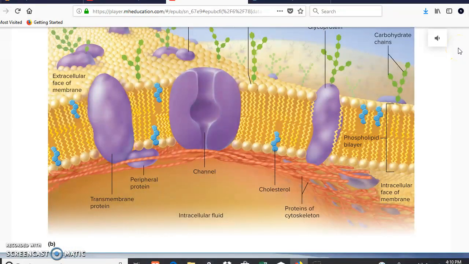Now, we know from chemistry that we have four main organic compounds. Those are going to be carbohydrates, lipids, proteins, and nucleic acids. The nucleic acids are located in the nucleus, so they're not going to be part of the membrane. So the other three are going to be there.